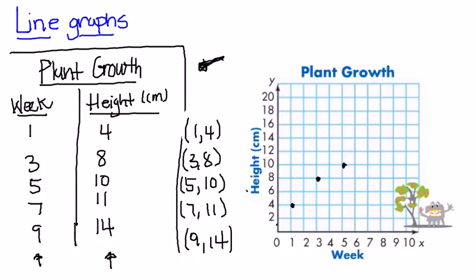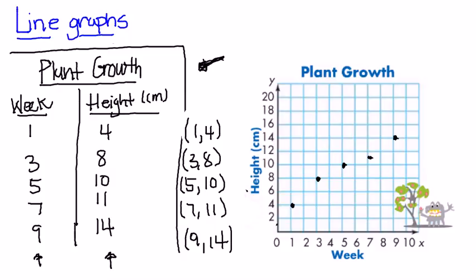7 and 11. Oh, there's no 11. Well, if I remember correctly, 11 falls between 10 and 12, so if I put it right down the middle, it'll be pretty close to where 11 is. And then I'm going to use 9 and 14.